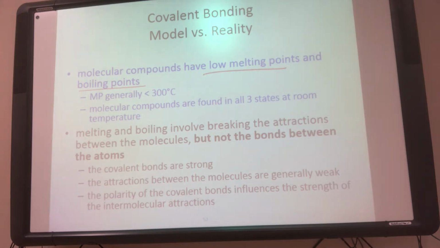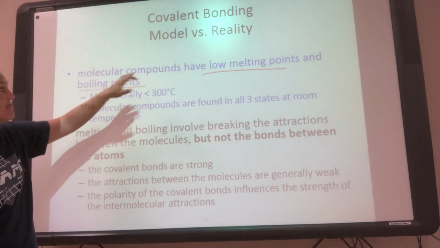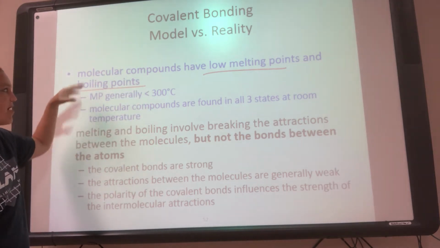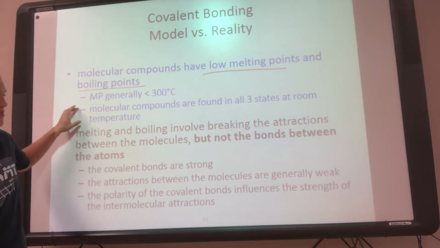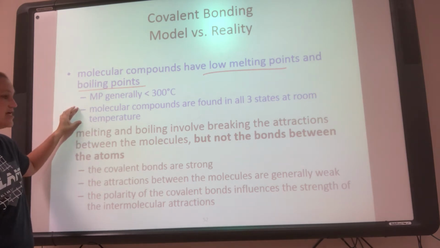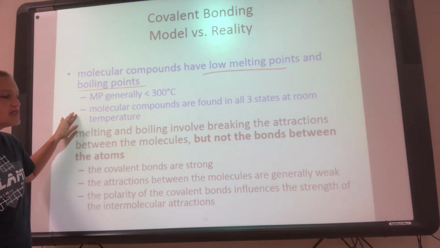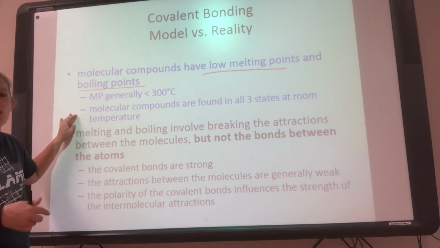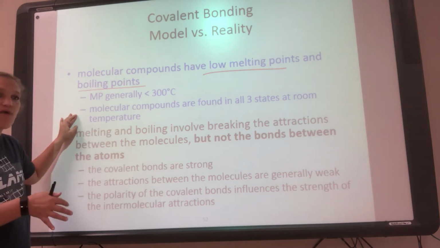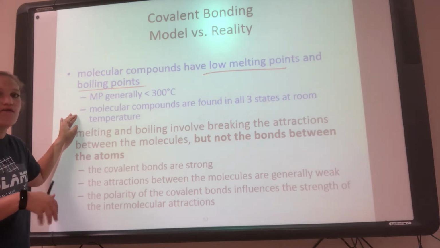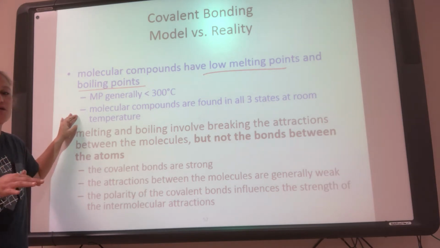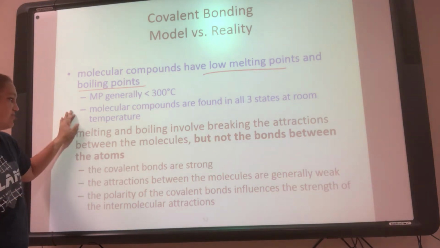Now this should be completely different than ionic, because ionic compounds had very high melting and boiling points. So they're the opposite, molecular are low. Molecular compounds are found in all three states at room temperature. It doesn't mean that one compound is going to be in all three. It's saying that I can find an example of a solid, an example of a liquid, and a gas at room temperature.